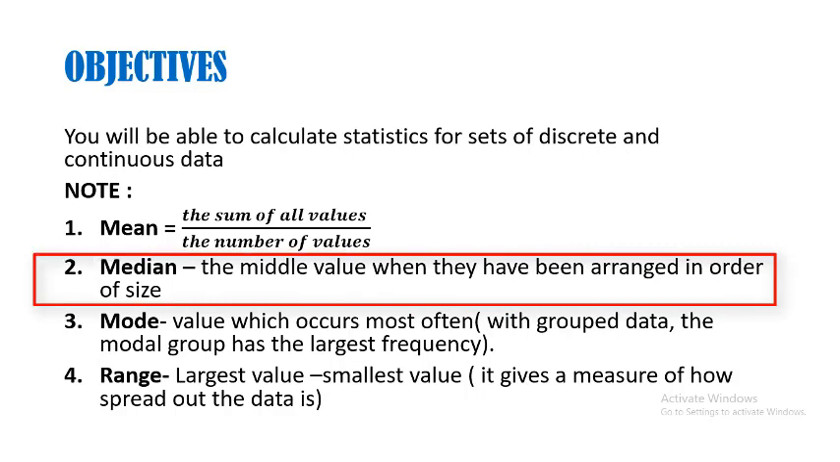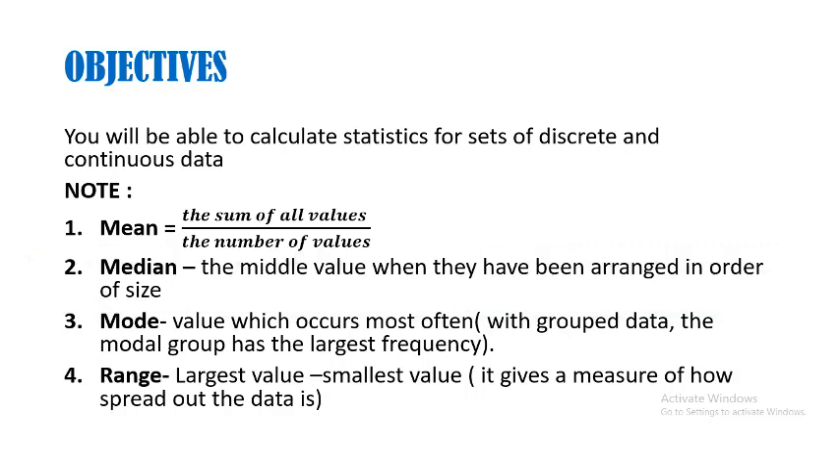Median is the middle value. So for us to find the median, we need to arrange the given set of data either in ascending or descending order, and then we are going to identify the middle value. Sometimes we will find a single value, and we can also get two values. So these are two different things.